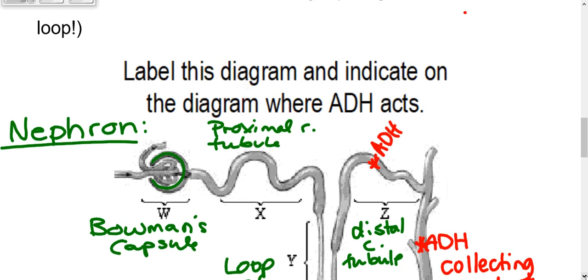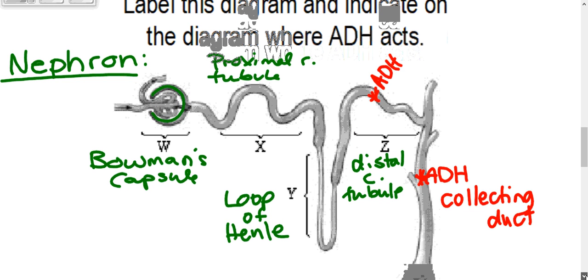So if you were to look at this diagram of the nephron, ADH would act, and I've just started off here and got it in red, on that distal tubule and that collecting duct as well.